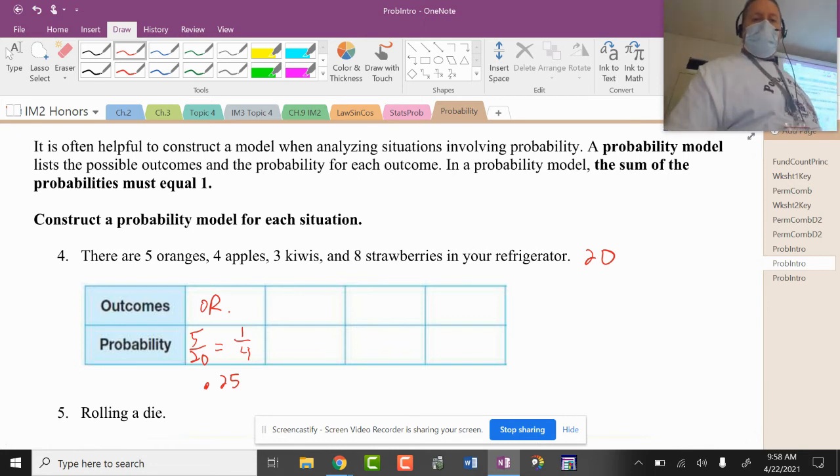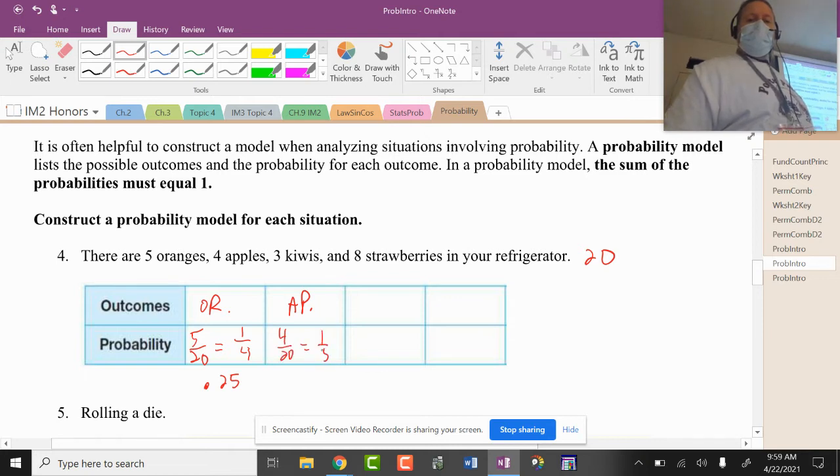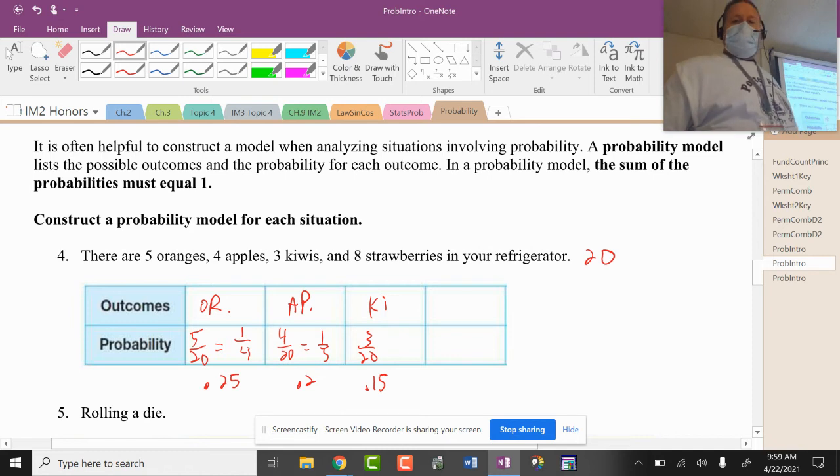So then for apples, let's just put AP. That's 4 out of 20, which is 1/5, which is 0.2. And then I just want to get my decimals here. Apples, kiwis. I do like kiwis. 3 out of 20. I don't think that reduces, and that is 0.15. I should have known that. I had to look at that. Darn it. Upset with myself. 3 out of 10 is 0.3. That's why I should have known that quick. And then strawberries, 8 out of 20.